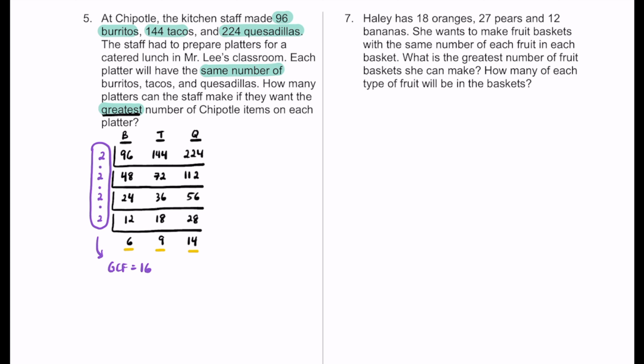But what does that actually represent? That means that we could make 16 platters, right? We can make 16 different platters that have the identical number of burritos and tacos and quesadillas. That's the most amount of platters we could make. And while the question doesn't ask how many of each type of food will be on there, if you did want to know, there would be 6 burritos on each of these platters, there would be 9 tacos on each of these platters, and there would be 14 quesadillas on each of these platters.